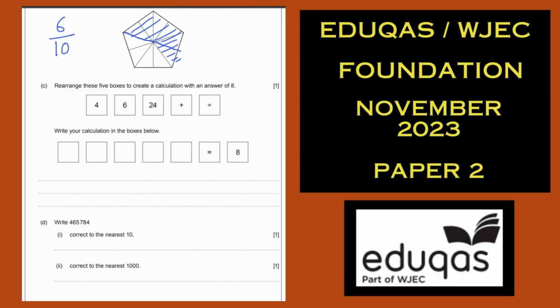Part C, big maths question really. You're trying to rewrite that, play around with it. The idea being the only way you can make 8 with those numbers is if you have 4 plus 4. How do you get the original 4? 24 divided by 6. BIDMAS means the division would come first. That gives you 4. And you've got a plus 4 left to give you 8.